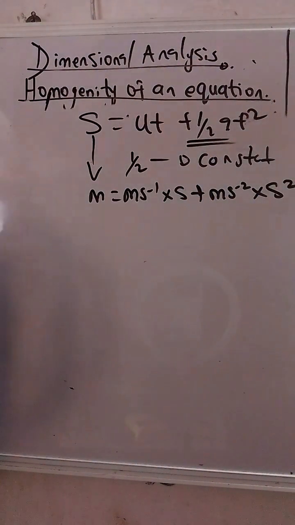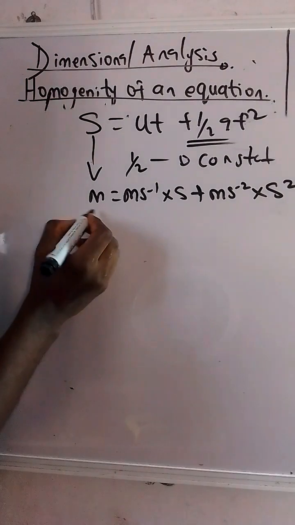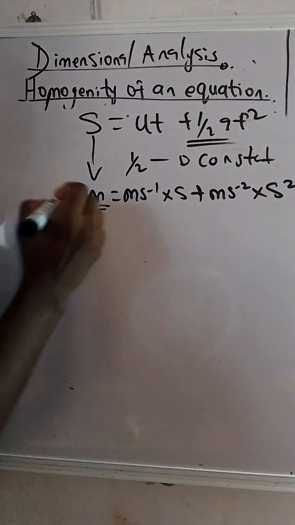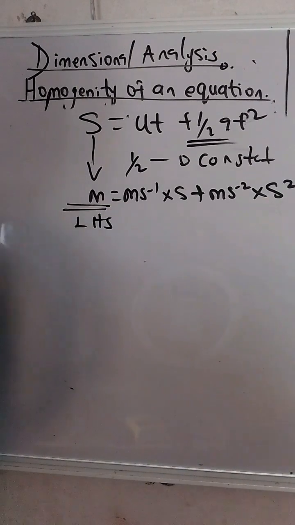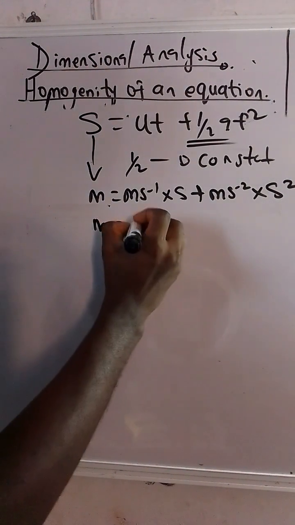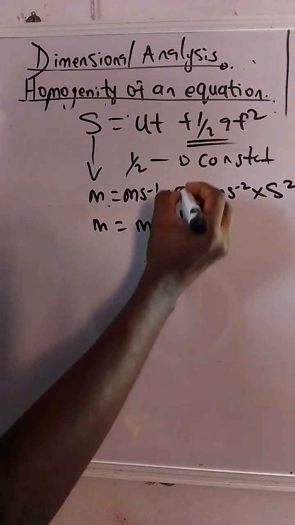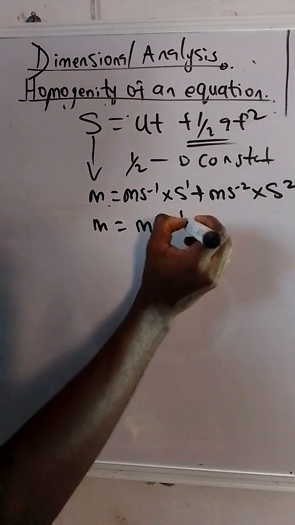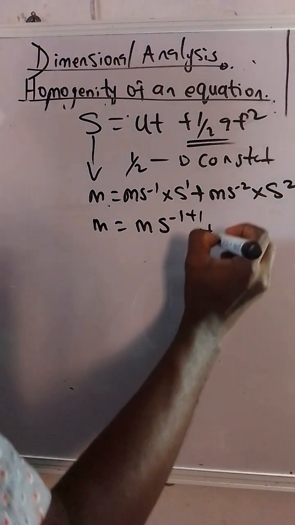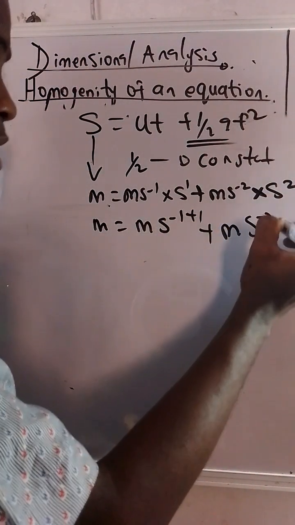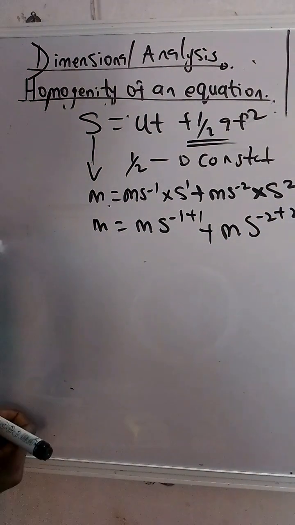Are you getting my point? Everything we are trying to do is to make sure that everything here is meter, because my left hand side is equal to meter. So that is going to be meter is equal to meter per second. Now we have one here, right? And multiplication will turn to positive. That's going to be minus 1 plus 1, plus meter per second square, minus 2 plus, because there's plus times there, that's plus 2.